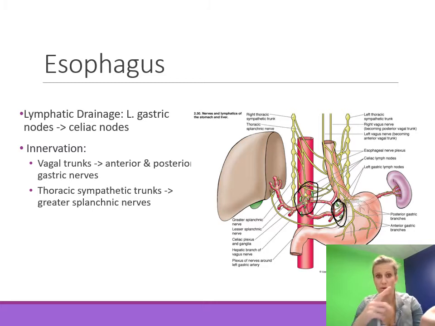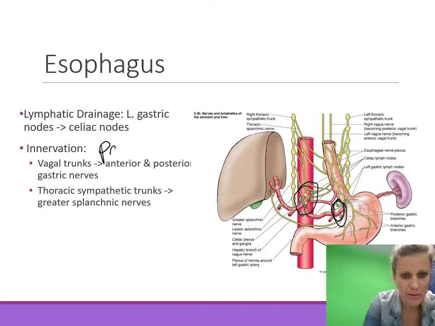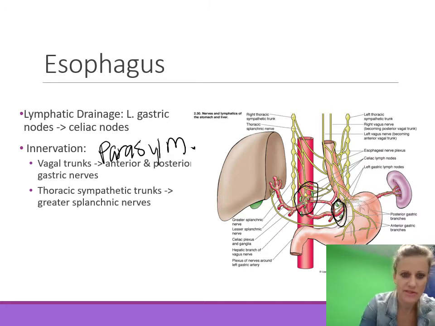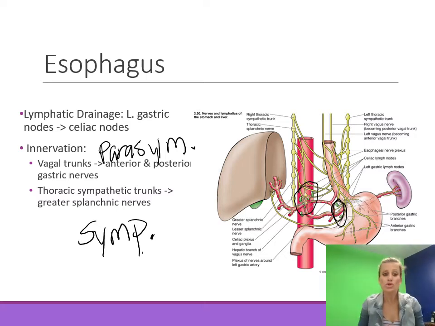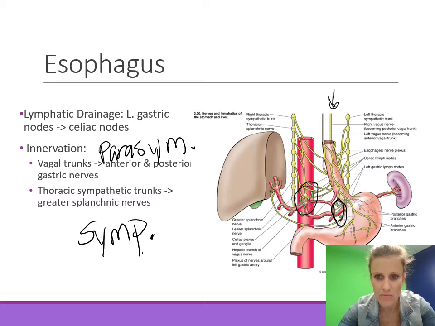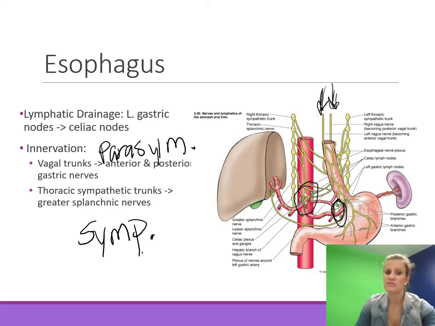Innervation to the esophagus is both parasympathetic and sympathetic. So parasympathetic, we see up here, via the vagus nerves, and then sympathetic we see down here via the sympathetic trunks. So let's look at parasympathetic first. We said parasympathetic innervation is from the vagus nerve. And here we see the vagus nerves coming down. And the vagus nerves become vagal trunks.